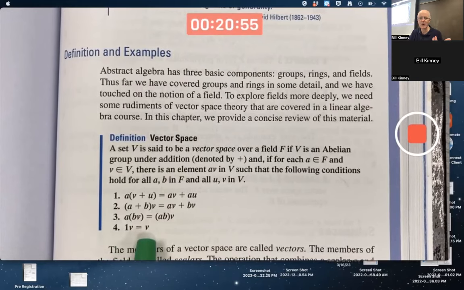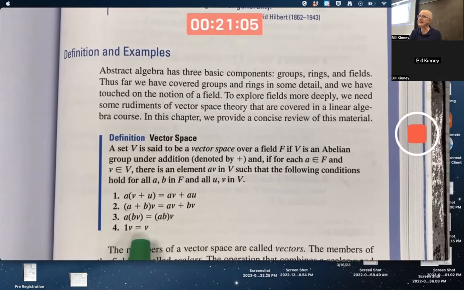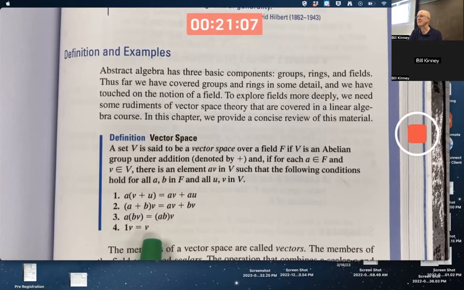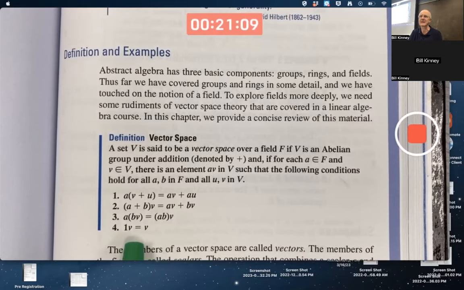Is this saying 1 is the unity of the vector space? No, we don't say that. 1 is the unity of the field F, but it does kind of act like a unity in the vector space. But we don't really call it a unity because it's not an element of the vector space.